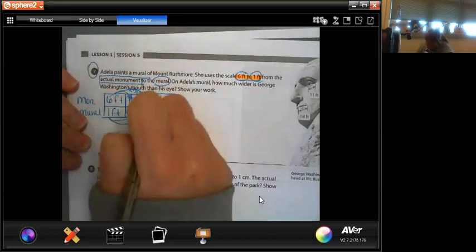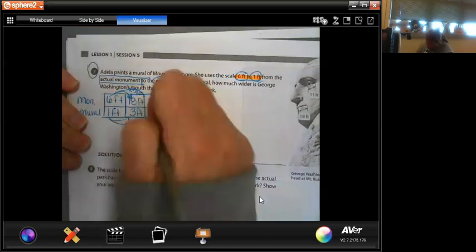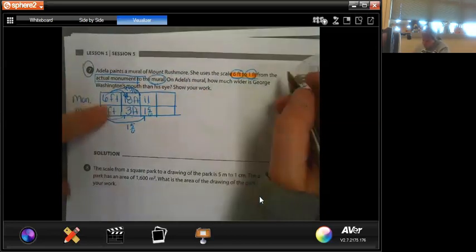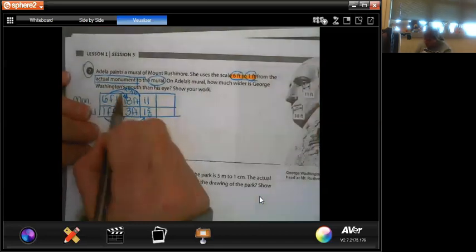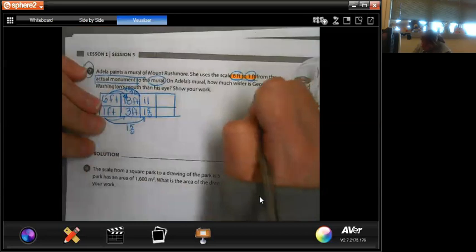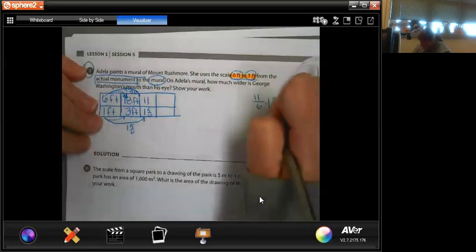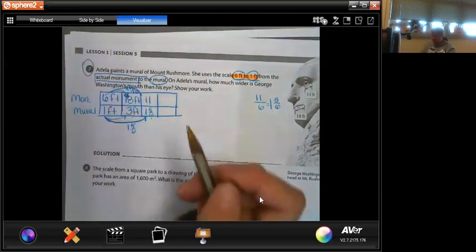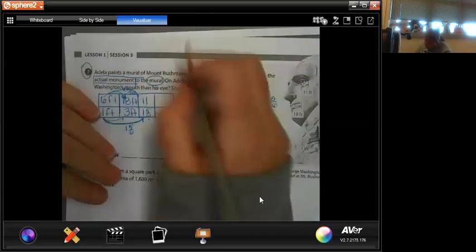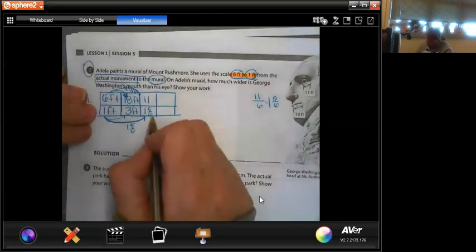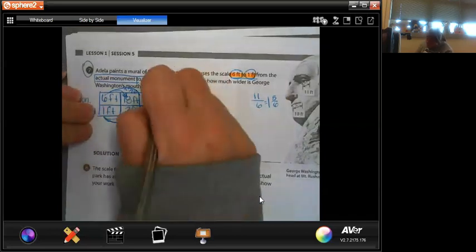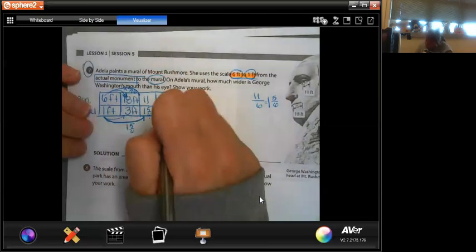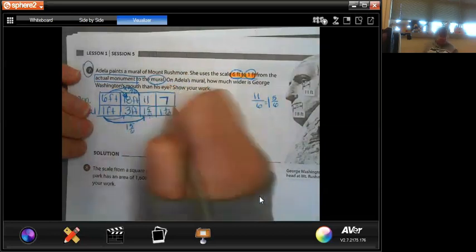So 1 times 1 5/6 is 1 5/6. Now, FYI, how I got that is I knew that 18 divided by 6 was 3, so what I did is I did 11 divided by 6, and that's how I got 1 5/6. And so then I just multiplied 1 times 1 5/6 to get that. All right. So then to find the difference between these two, on the mural would be 3 minus 1 5/6, which is 1 1/6.